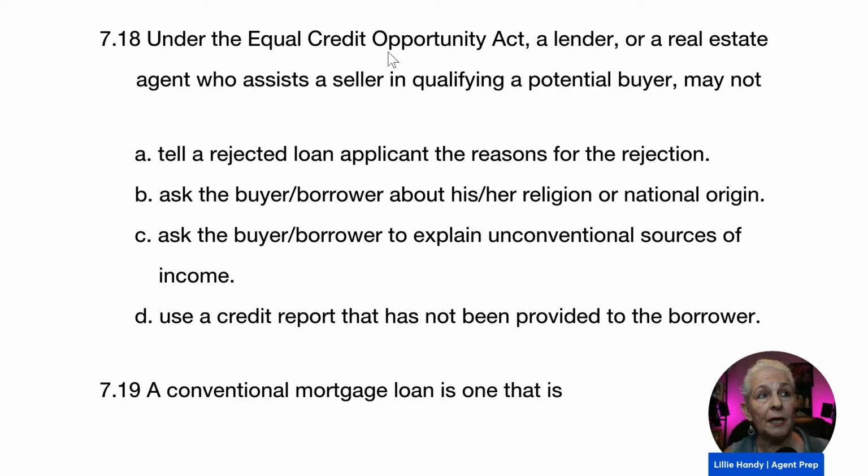So Equal Credit Opportunity Act. Which one is not allowed? An agent who assists the seller in qualifying may not, okay? May not. No prejudice. 7.18B is correct. Ask the buyer-borrower about his or her religion or national origin, right? That's one of the 7 protected classes. I mean, 2 of the 7 protected classes.